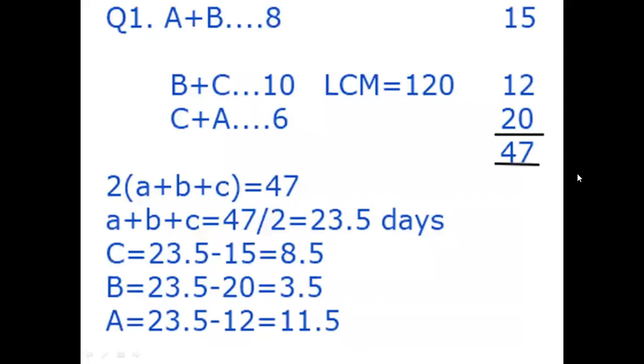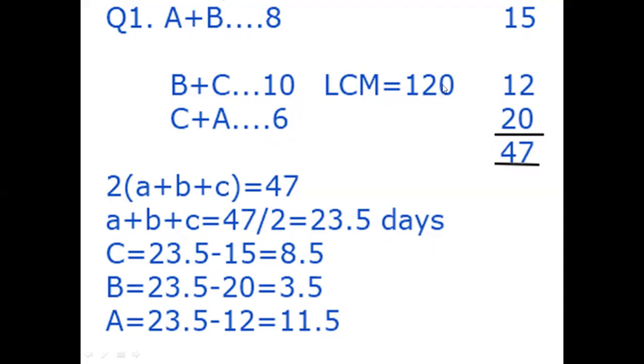So, as you can see on the screen, A and B can do work in 8 days, B and C in 10, C plus A in 6 days. So step number 1 is just to find the LCM of these 3 numbers. You're supposed to find the LCM of these 3 numbers. What is the LCM you are getting? 120. Okay. So this 120 which you are getting, this is actually total work. Remember this thing. This is total work.